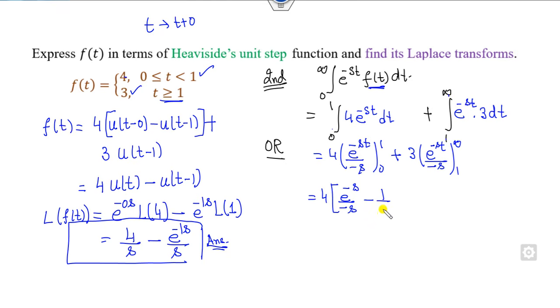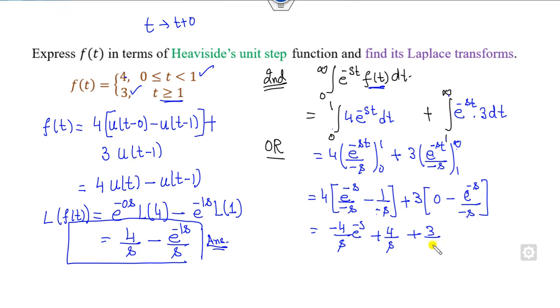If I substitute 0, it is 1 over minus s, plus when I substitute infinity it is 0, and when I substitute 1, it is minus s over minus s. Now you can see that it is minus 4 over s e raised to power minus s, minus minus plus 4 over s. If I open this bracket, it's plus 3 over s e raised to power minus s.